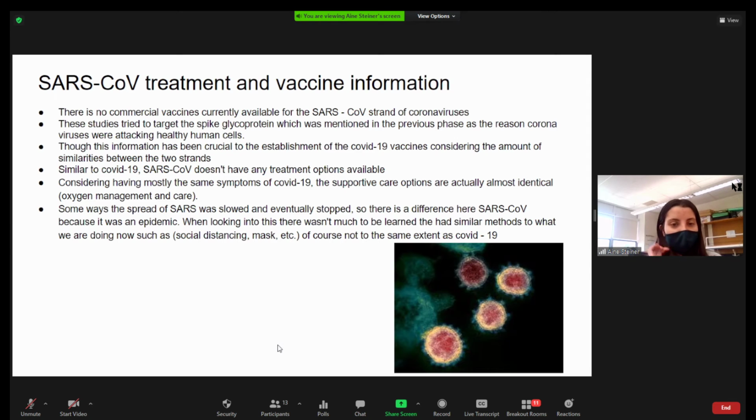Some ways the spread of SARS was slowed and eventually stopped: there's some difference with SARS-CoV because it was an epidemic. When looking into this, there wasn't much we learned about similar methods we were using, such as social distancing, masks, etc. And it was not as bad as COVID-19 was. The spread wasn't. All right, on to Alex.